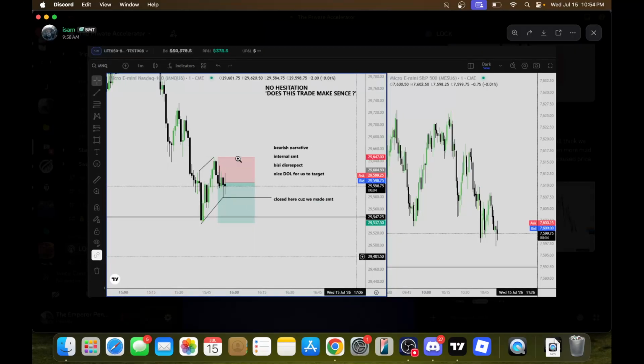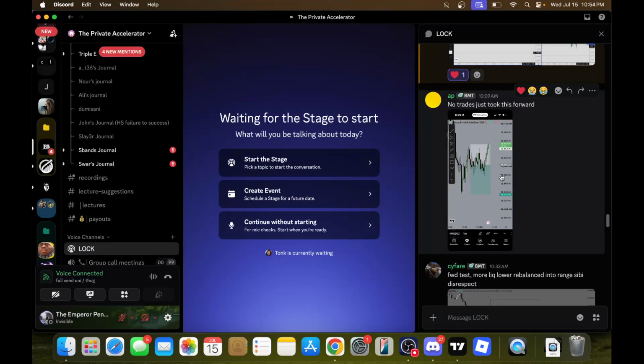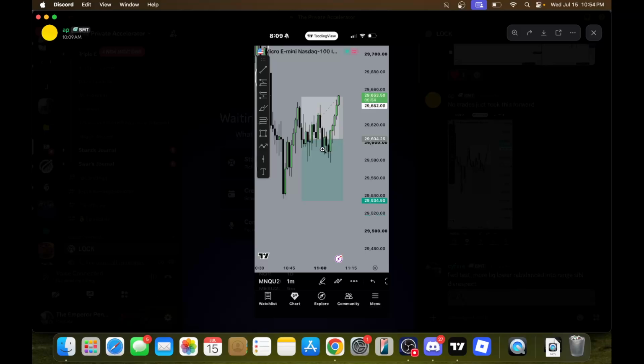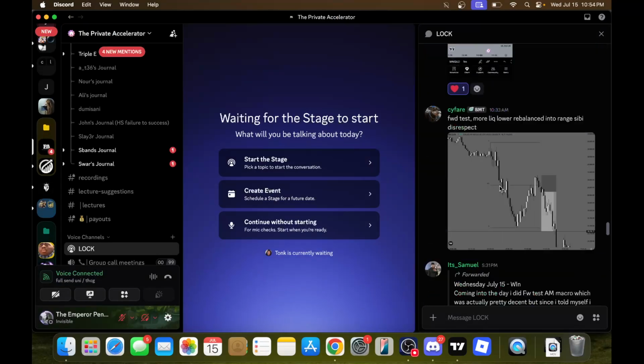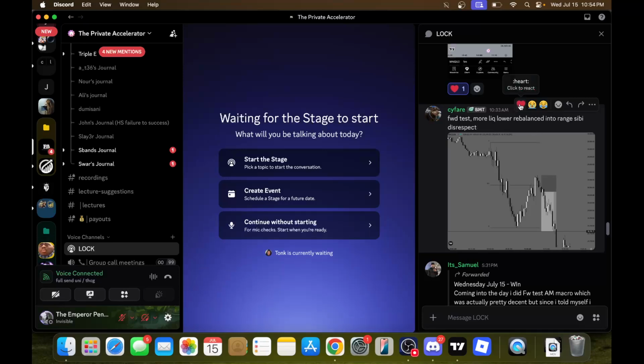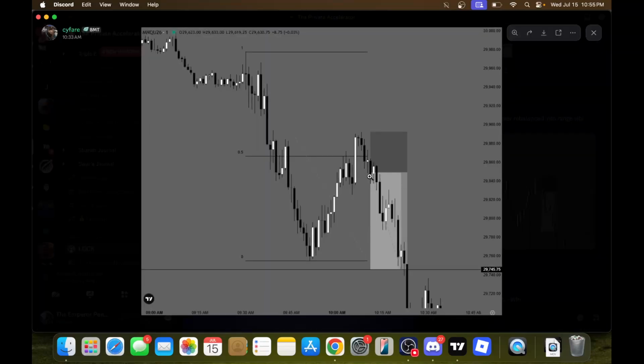This would have hit a sell nonetheless, because price did come back up there again. No trade, just took this forward. Garbage forward test, no thought behind it. Forward test, more liquidity lower to rebalance into range, CB disrespect. Yeah, turn to replacement, displacement, enter on it, stop loss above, valid.